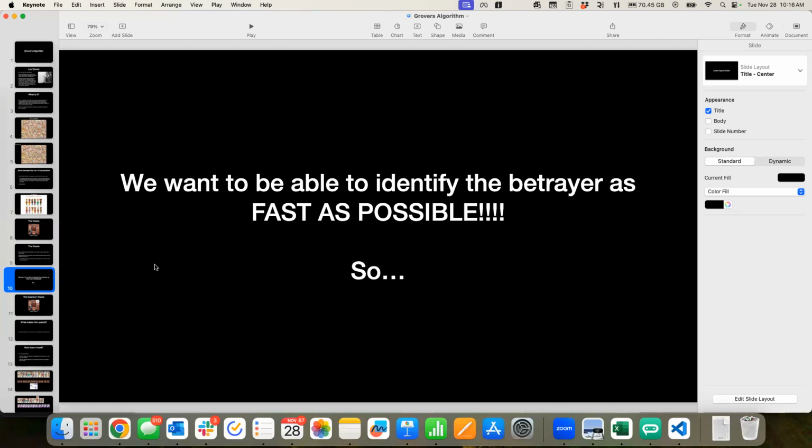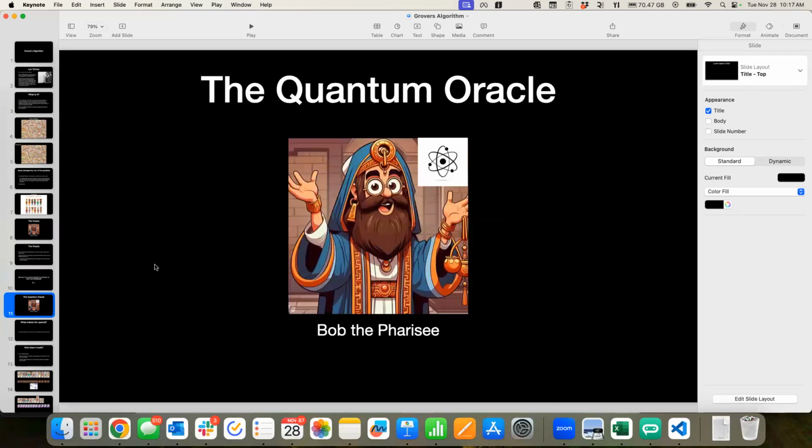One of the things I like to do when I'm teaching on quantum stuff is looking at famous existing algorithms, and traditional computer scientists can start seeing patterns in those. Like, oh, it seems like all 5 of these algorithms all do the same kind of little thing. Well, at the center of all quantum algorithms is the idea of the quantum oracle. And what that means is, if we brought in Bob the Pharisee to help us identify the betrayer, he would walk up to each individual apostle, right, and give a thumbs up or a thumbs down.